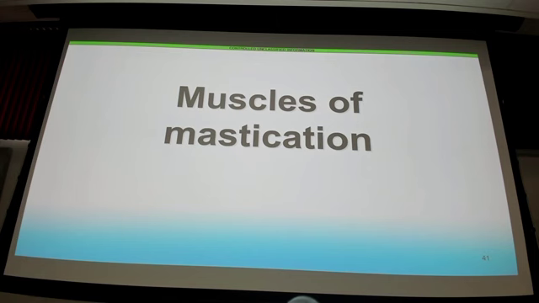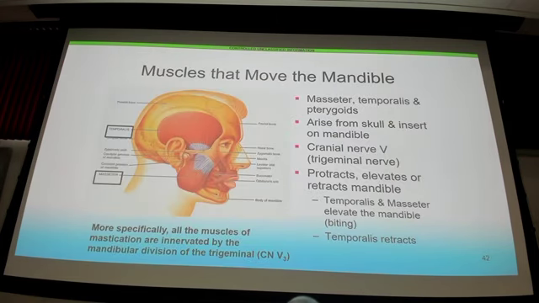Okay, muscles of mastication. We're going to look at which muscles actually help you do which action of moving your mandible so that we can talk, chew, whatever that might be. These include the masseter, temporalis, and the pterygoids. Most of these arise off of the skull and insert on the mandible. If you go all the way back to your cranial nerves, remember we said that cranial nerve 5 innervates the muscles of mastication.